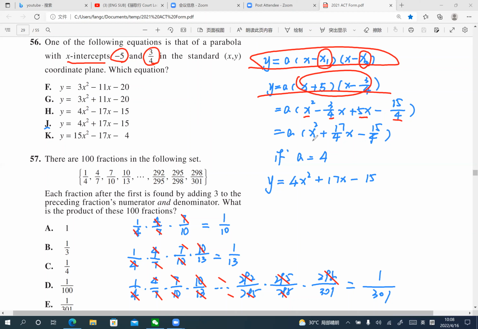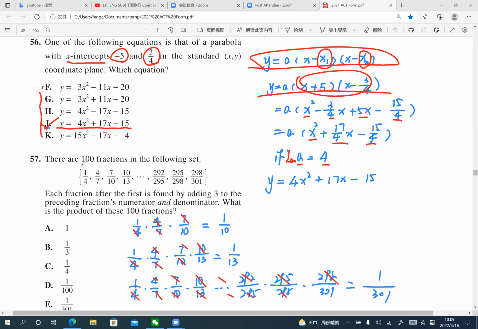Then combine the terms, we get x squared plus 7 over 4x minus 15 over 4. After we observe the 5 options, we can realize that if we let a equal 4, our equation will become y equals 4x squared plus 17x minus 15, which is exactly the same as option J. So we should choose option J, question 56.